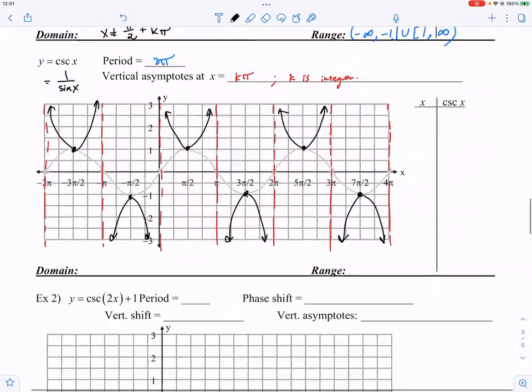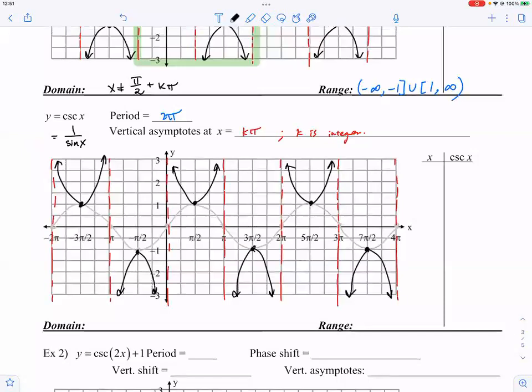All right, domain: x is not equal to k pi, and the range is just like the previous one, -infinity to -1 inclusive, and then 1 to infinity. Okay, make sure you put a bracket next to the 1.